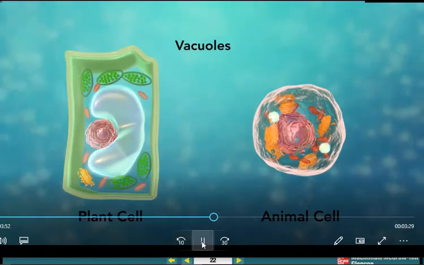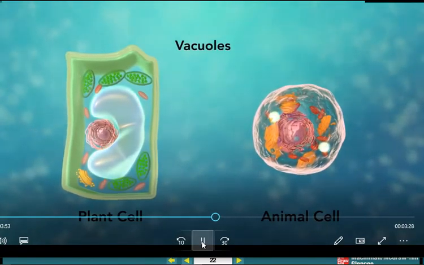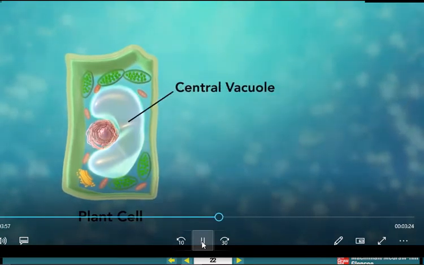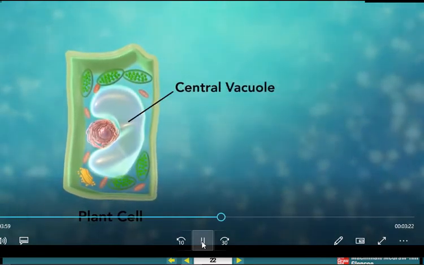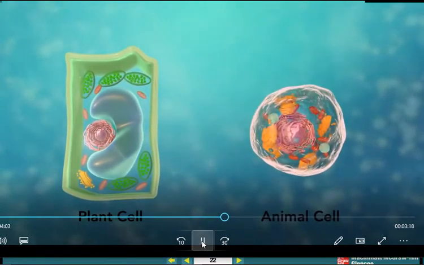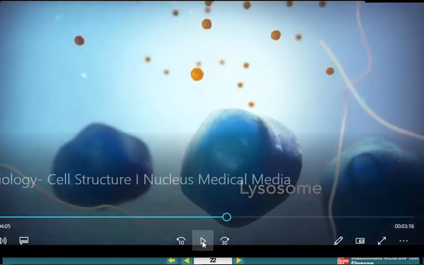Vacuoles are sac-like structures that store different materials. Here, in this plant cell, the central vacuole stores water. Going back to the animal cell, you will see.